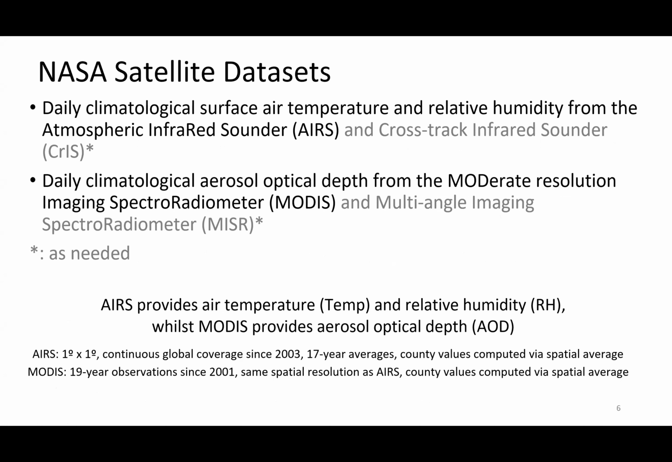In order to analyze COVID-19, as a first step, we collect NASA satellite data sets, which are composed of two parts. The first part is the Atmospheric Infrared Sounder, AIRS, and the second part is the Moderate Resolution Imaging Spectroradiometer, MODIS. AIRS provides us the air temperatures and relative humidities, while MODIS provides the aerosol optical depths.